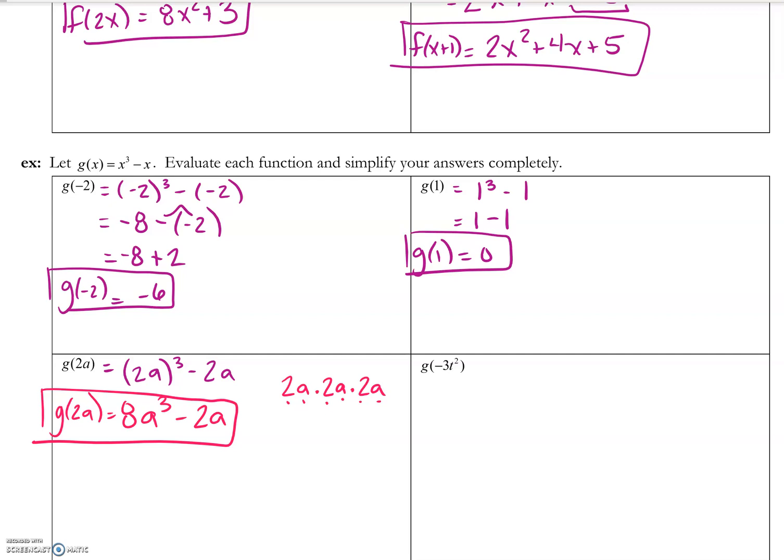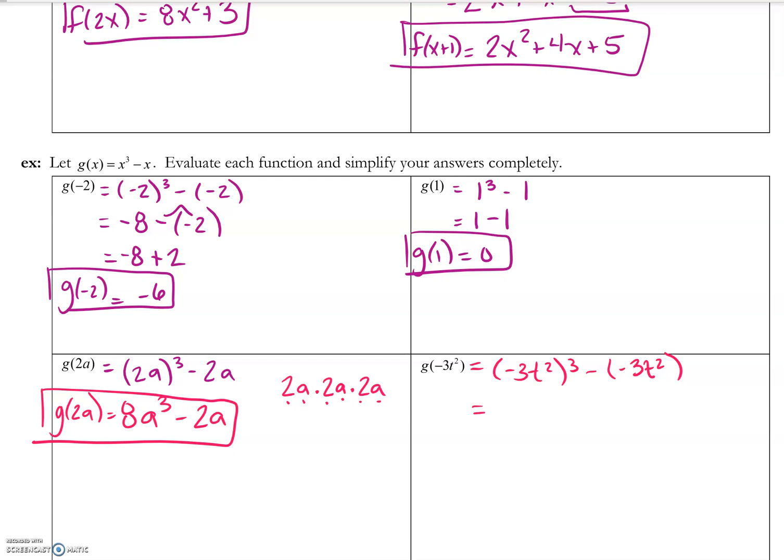My next input is -3t squared. So I'm going to, wherever I see the x, plug in -3t squared. Okay. I'll use the similar idea of what I did in the previous problem. If I wanted to cube this -3t squared, that means I'm multiplying -3t squared by itself 3 times.